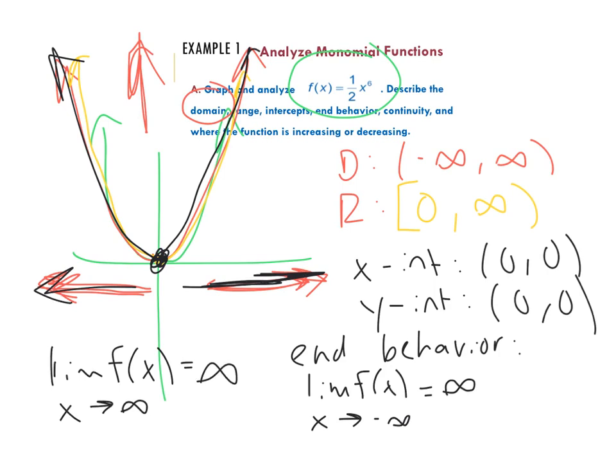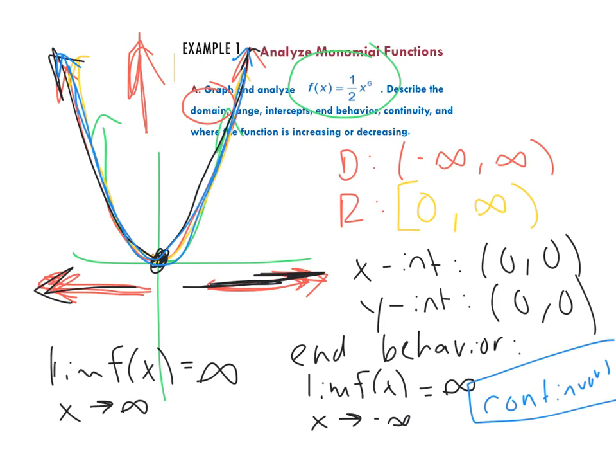When we're looking at continuity, if you notice, this entire graph is going the whole way. There's no jump discontinuity, there's no asymptotes. So this function would be continuous. And sorry, I'm running out of room. So that's continuity, and then increasing and decreasing.